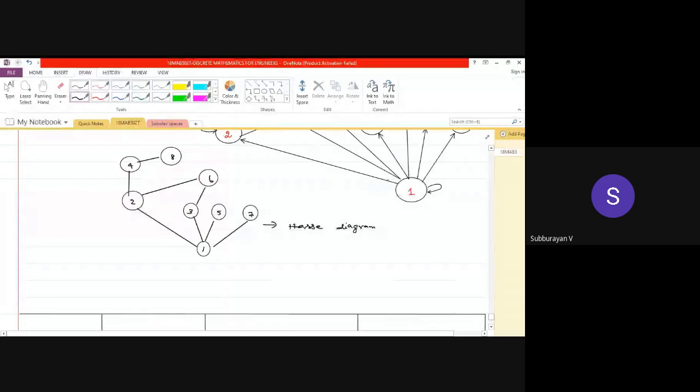Next, I'm going to discuss the transitive closure. That means sometimes we may have a transitive relation in the given relation. Sometimes we may not have a transitive relation, but if you have any relation, we can make it transitive. We can make the transitive relation by using an algorithm called Warshall's algorithm.